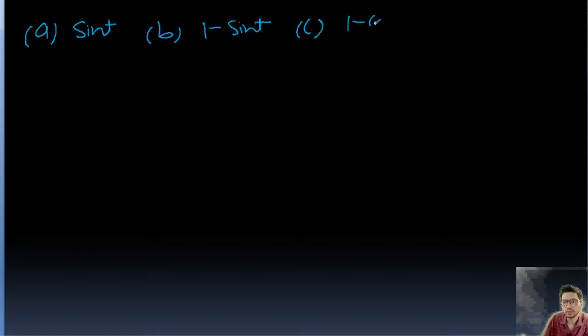Okay, options are A equal to sin t and B equal to 1 minus sin t, okay, and C equal to 1 minus cos t, and D equal to cos square t minus 1. Okay, so this is the question.